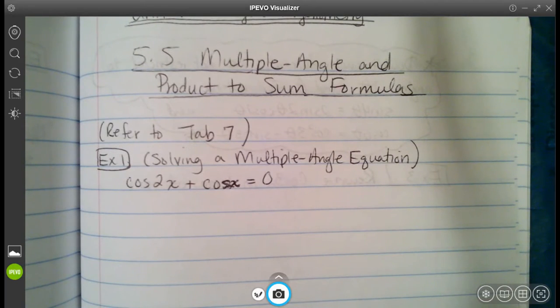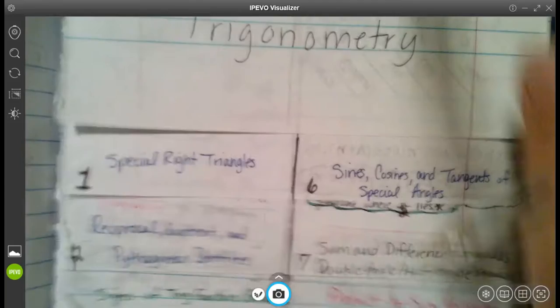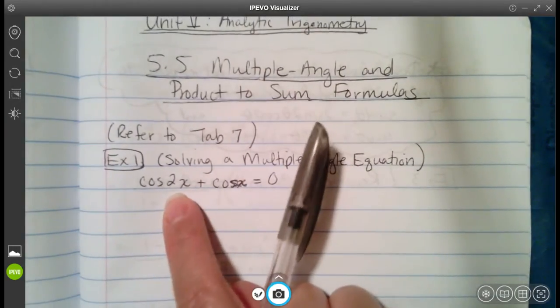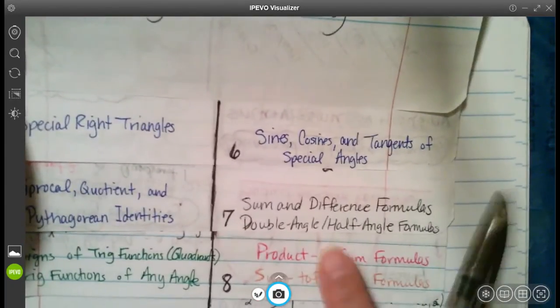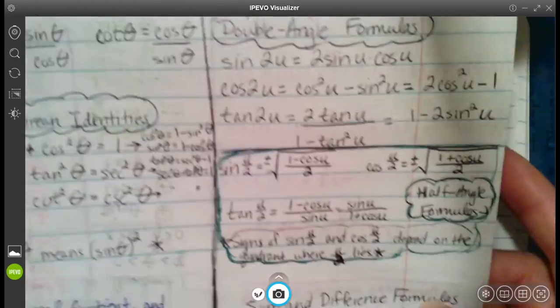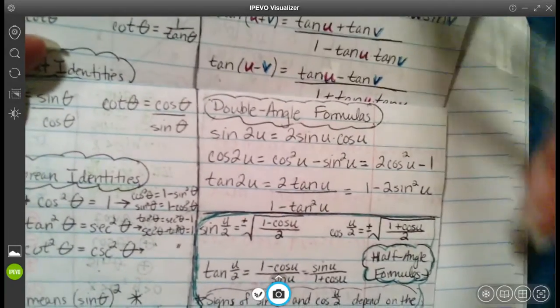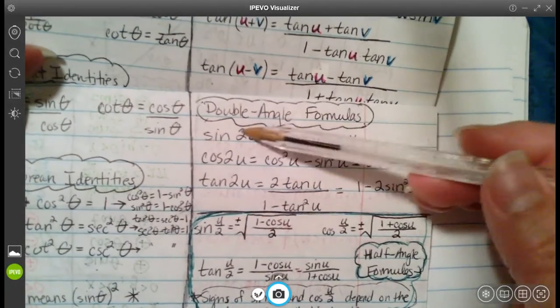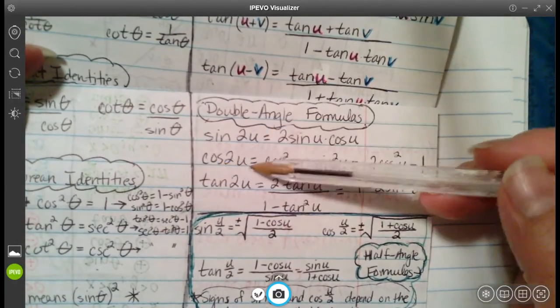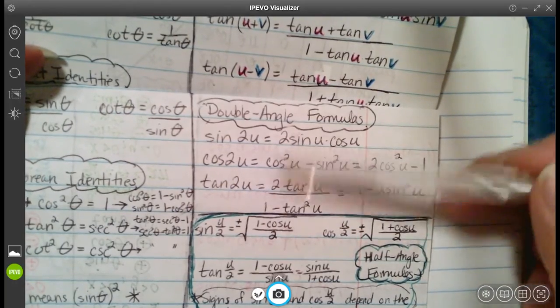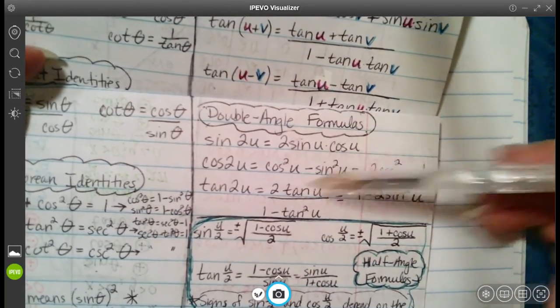We have example 1, solving a multiple angle equation. Okay, and we have cosine 2x plus cosine x. So what is going on here? Well, let's look at tab 7. Notice that we have kind of like a 2 here. That is a double angle. If we look at tab number 7, you'll find our double angle formulas right here: sine of 2u, cosine 2u, tangent of 2u, where u is like the angle. And they're equal to the following.